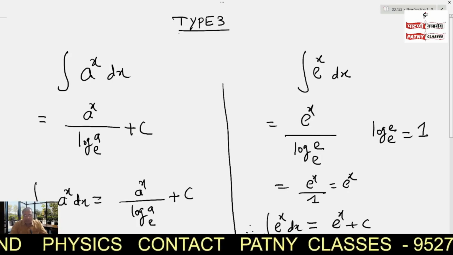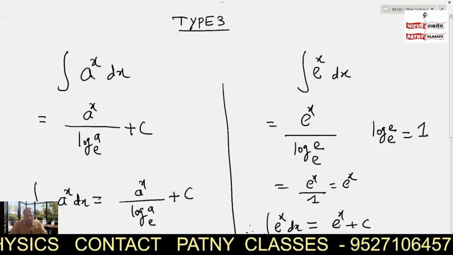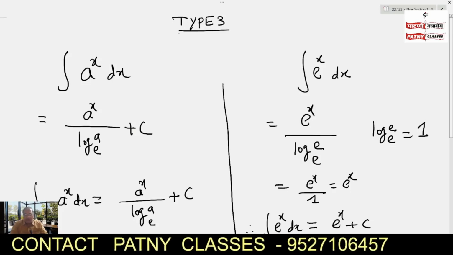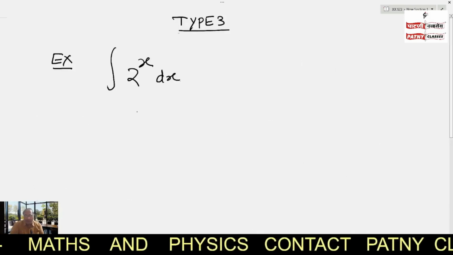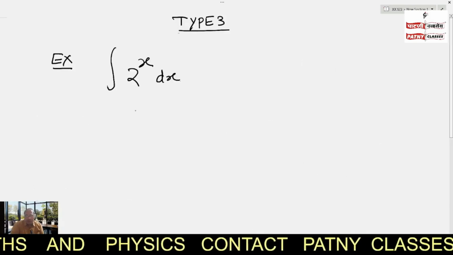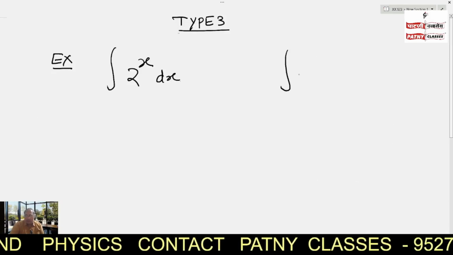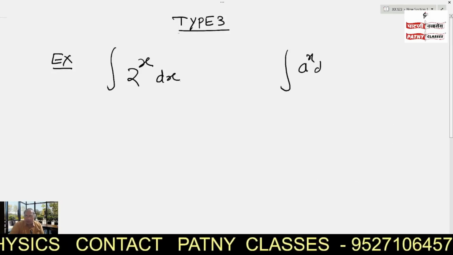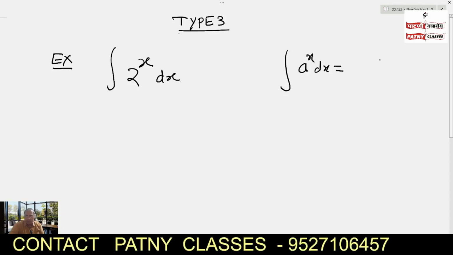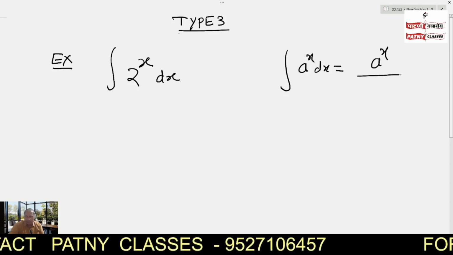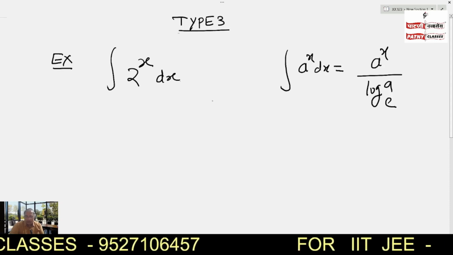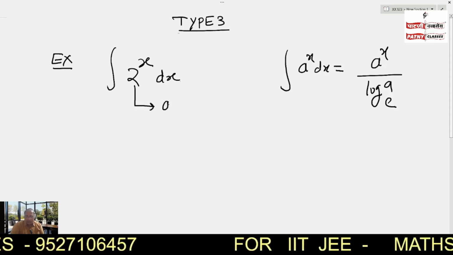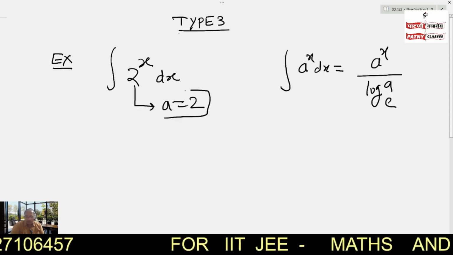Now consider some examples on the basis of a raised to x and e raised to x. Integration of 2 raised to x with respect to x. As we know the formula, integration of a raised to x with respect to x equals a raised to x upon log a to the base e. In this question, a equals 2.